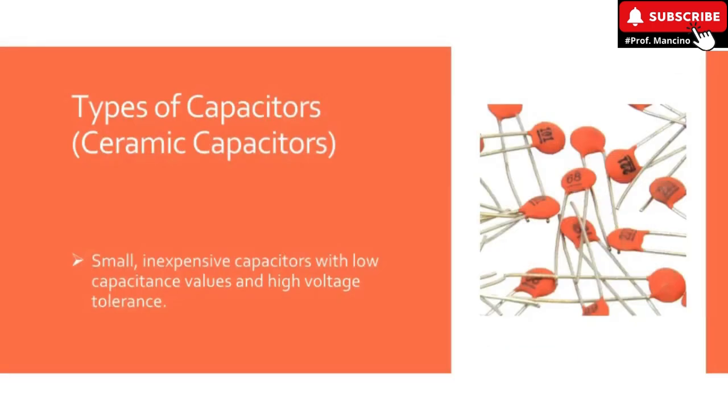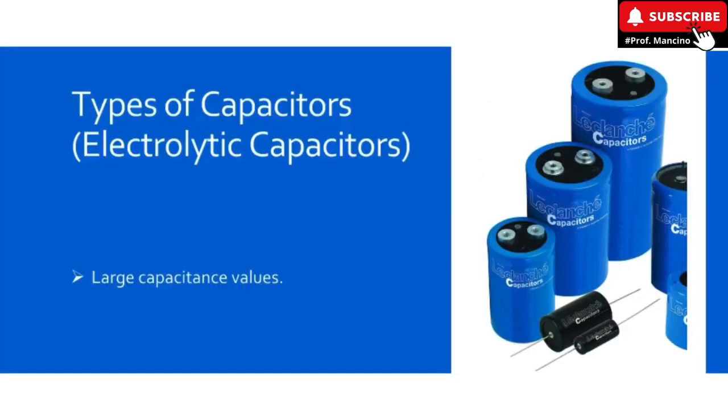First, we have ceramic capacitors. They are small and cheap. They have low capacitance, but can handle high voltages. They are often used in high-frequency circuits. Second, there are electrolytic capacitors. They can store larger quantities of energy, so they are commonly used in power supply circuits.